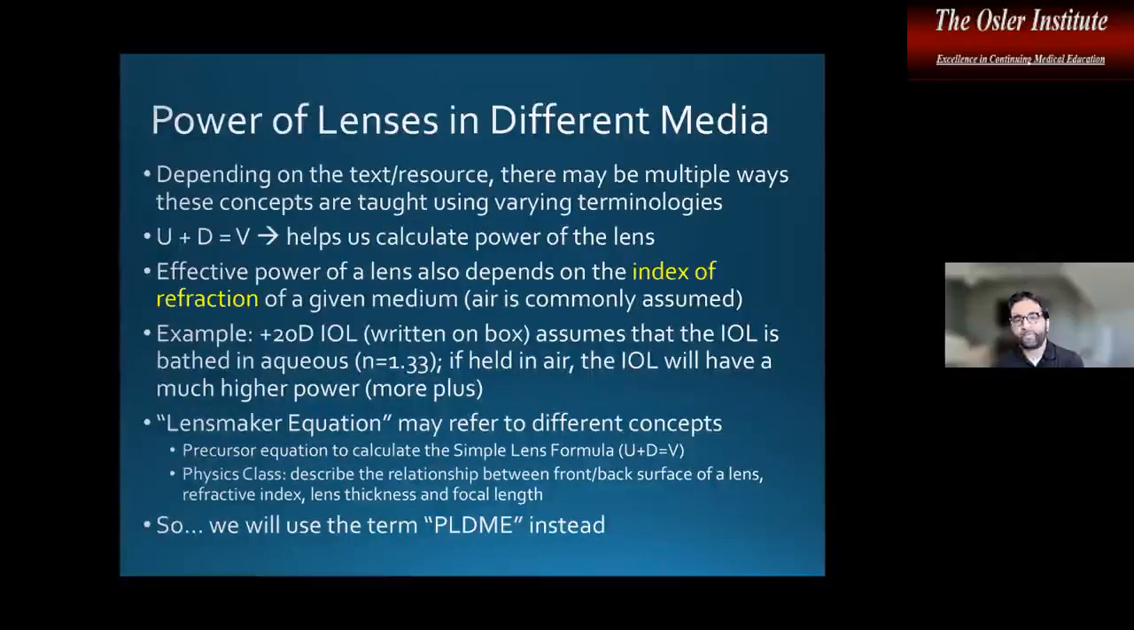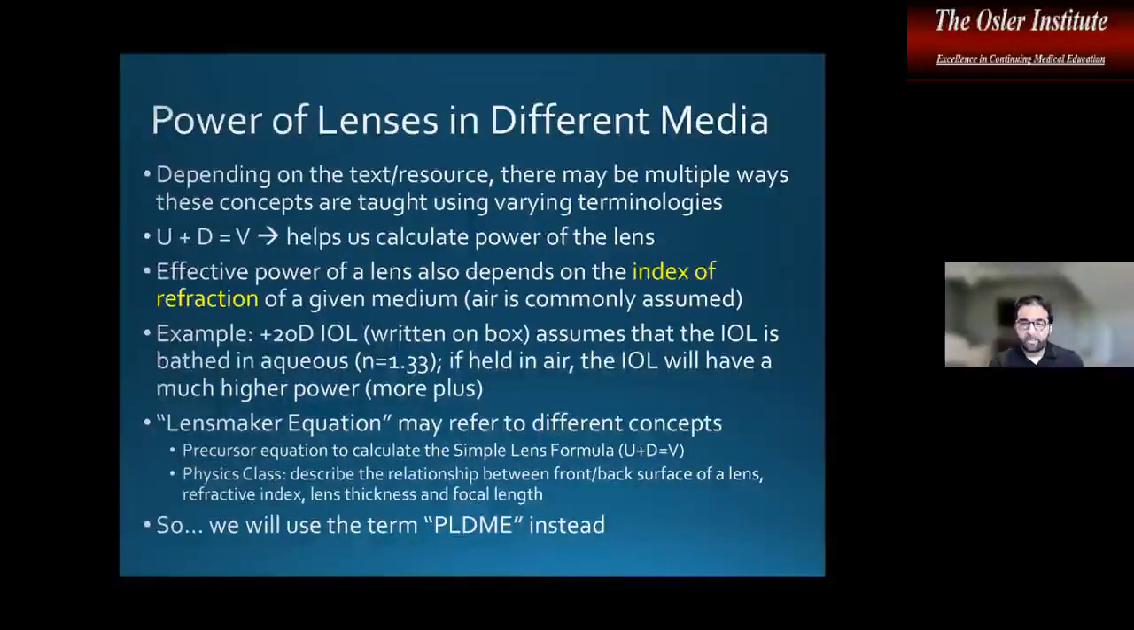So for example, if they say a 20 diopter IOL written on the box, that assumes that the IOL is actually bathed in aqueous. In other words, the index of refraction is 1.33. But if it is held in air, in other words, if you took a little forceps, held the IOL in the air and tried to look through it, that's not going to be a 20 diopter power. The IOL is going to have a much higher power. It's actually going to be closer to about 60 diopters in power.